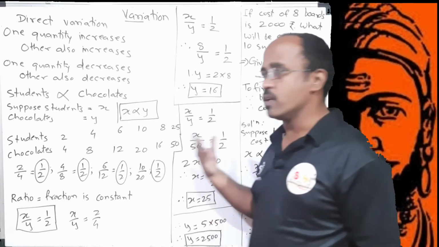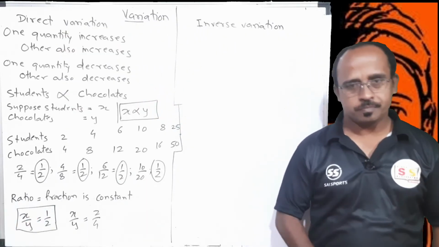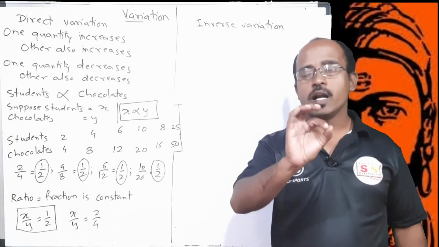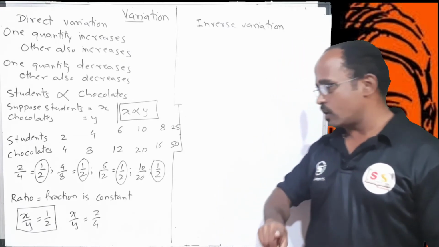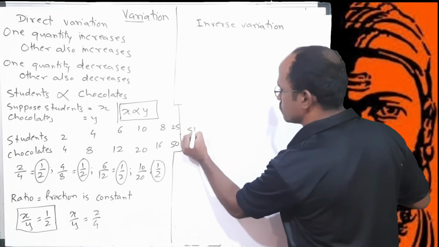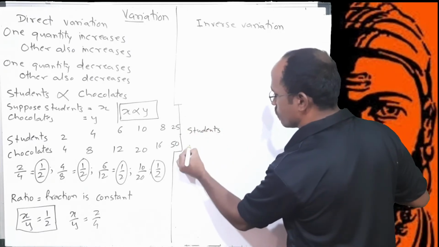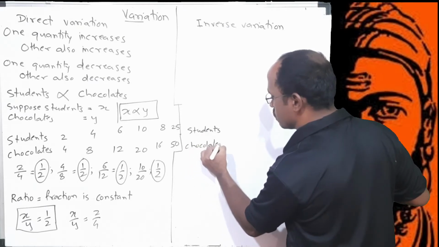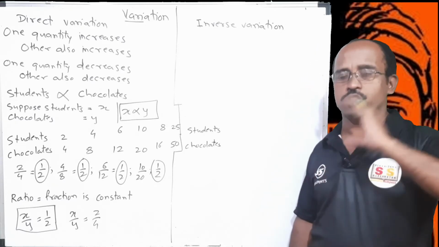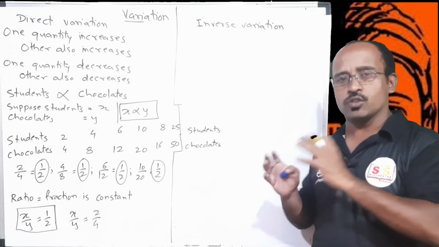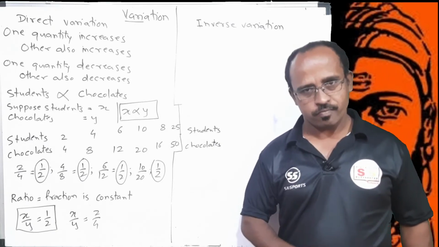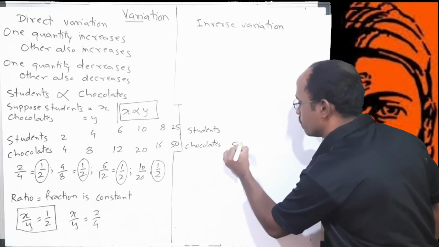Let us see inverse variation. Now consider students, you are having limited number of chocolates. Suppose you are having 100 chocolates which you have to distribute among students. Suppose you will distribute these chocolates among two students. So how many chocolates each student will get? Each student will get 50 chocolates.